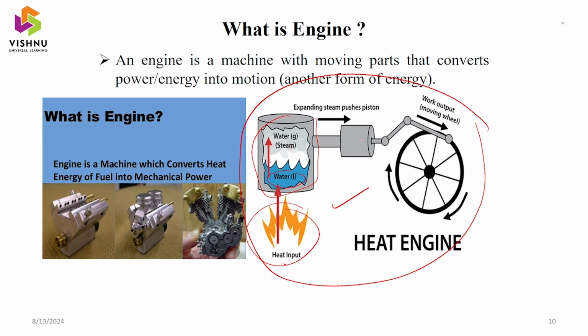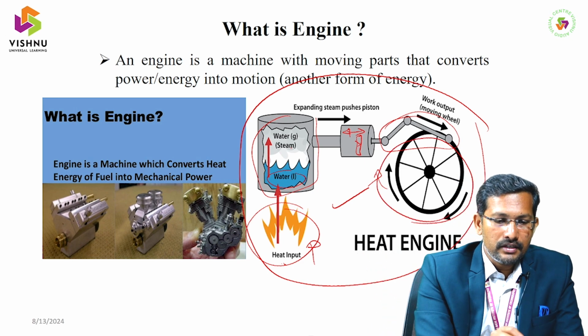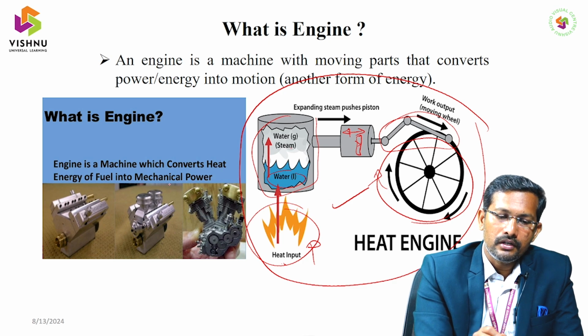That steam pushes the piston. Inside, the piston is moving reciprocating, up and down. As it moves, this connecting mechanism will rotate this wheel. This is how a normal heat engine works. Finally, you are converting this heat into rotational energy. That is a very simple heat engine. You are converting heat energy into mechanical work. An engine is a machine which converts heat energy, from fuel, into mechanical work.